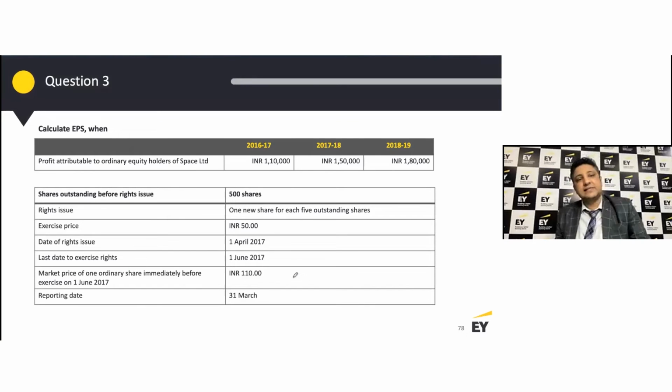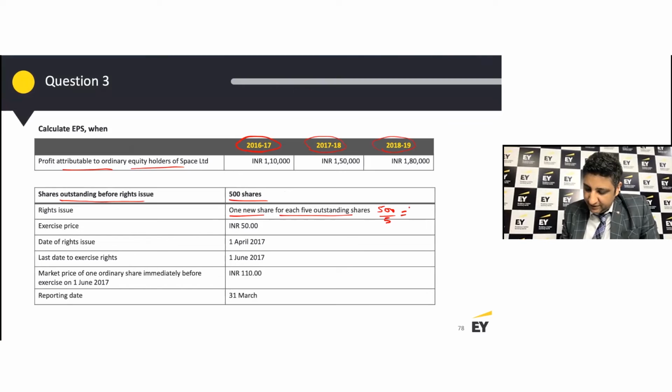Okay, let's have a look at this scenario. It says that you're required to calculate EPS for 3 years, by the way, 2016-17, 2017-18, and 2018-19. We have provided profit available to ordinary equity shareholders of Space Limited. We have also provided the shares outstanding before the right issue, which is 500. There's a right offer, which is 1 new share for each 5 outstanding shares, which simply means 500 divided by 5, which is 100. Okay. Exercise price is 50 rupees.